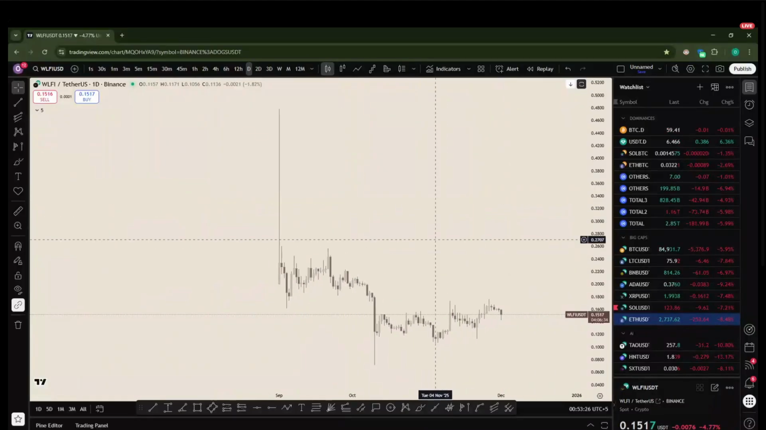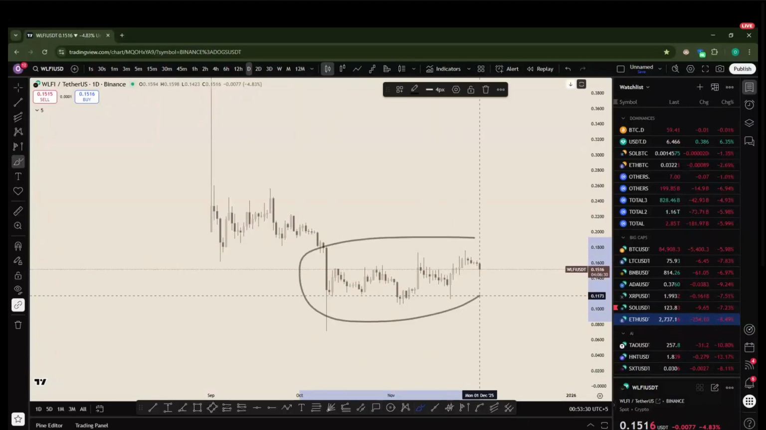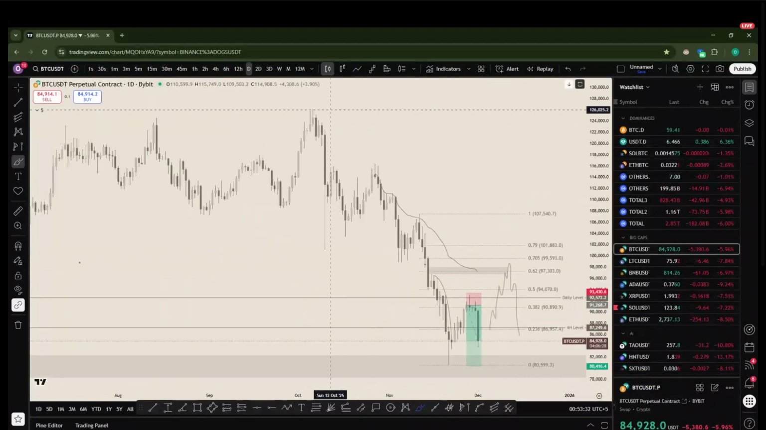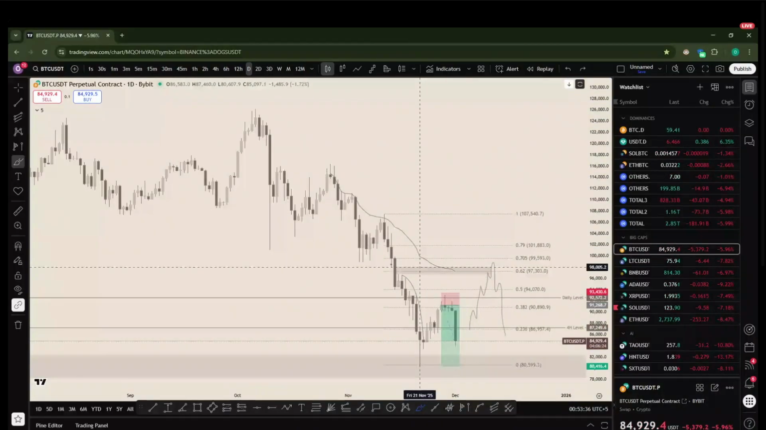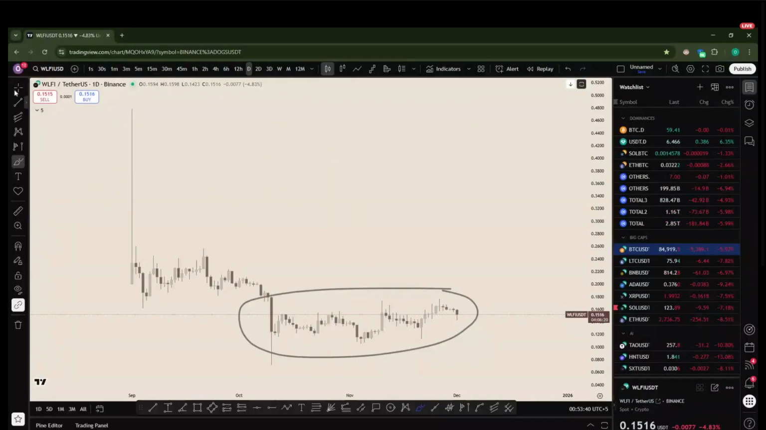WLFI. Honestly, man, I'm not criticizing you, but look at this price action and look at this price action. Even if this is a downtrend, I would love to trade this. But why would I trade this, man? Just ask yourself. Trade the Bitcoin. That's what I say to you. Just trade the Bitcoin. Do 10% a month. That's more than enough. I don't know why you would target higher when you can do 10% a month.